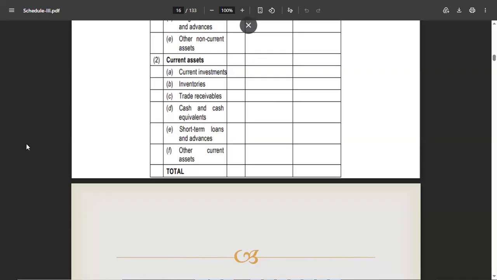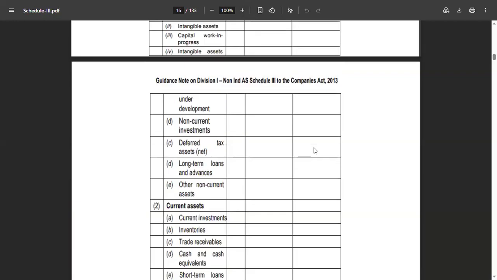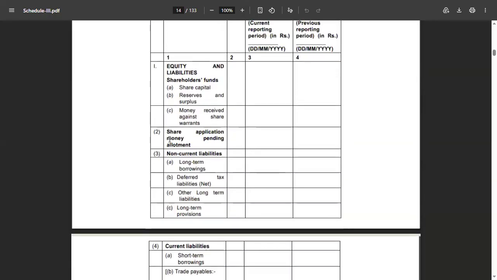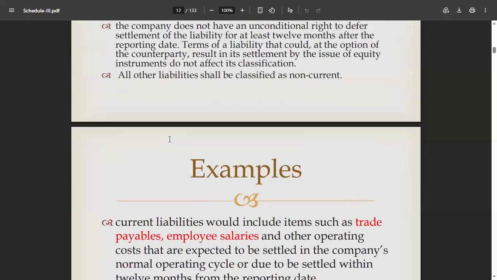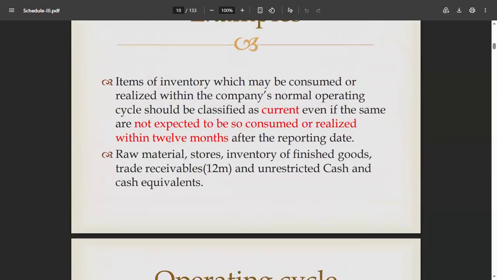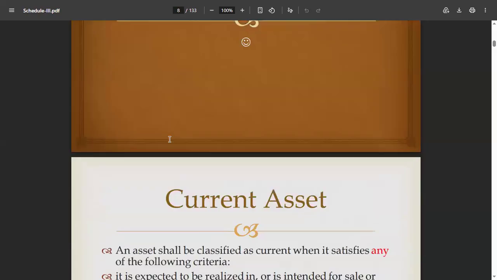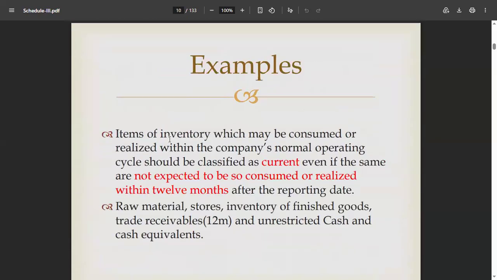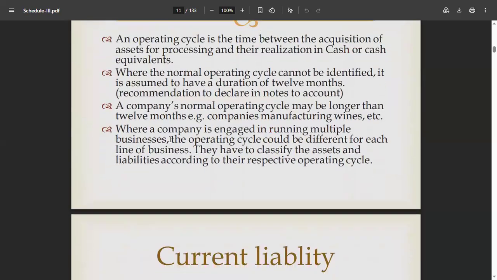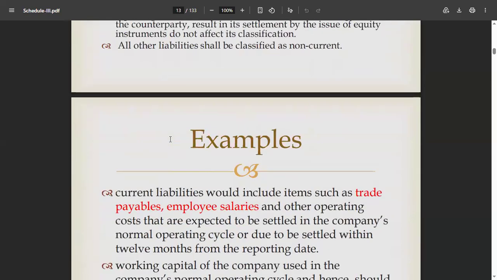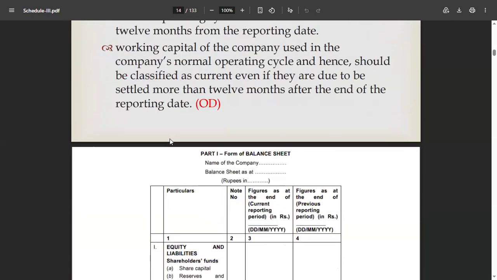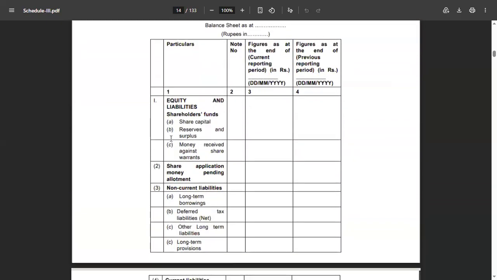Last session, we were discussing the liabilities part. We have just finished the discussion about the operating cycle. We took an example, we talked about current assets, and then we discussed the format of a balance sheet. So this was the first block, which we finished discussing.